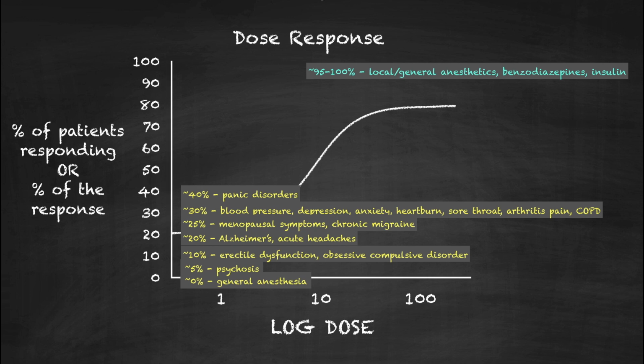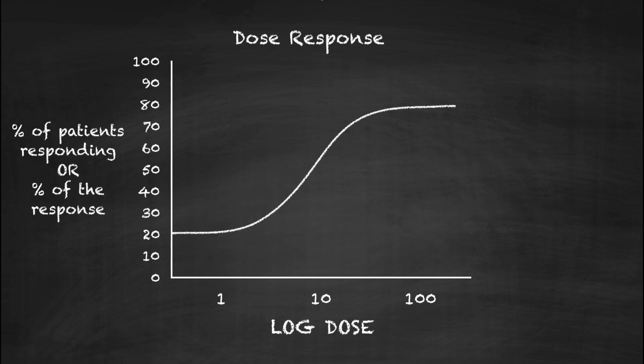And then we have medications that are very, very effective and will work in almost everybody. Things like local or general anesthesia, benzodiazepines, especially if you can give enough, insulin, and so on. And then typically when we're talking about the effect of a medication, for instance antidepressants, antihypertensives, and probably a good chunk of medications, we get an overall response of around 50 to 60%. And then we have to take that into account with what goes on in the placebo group.